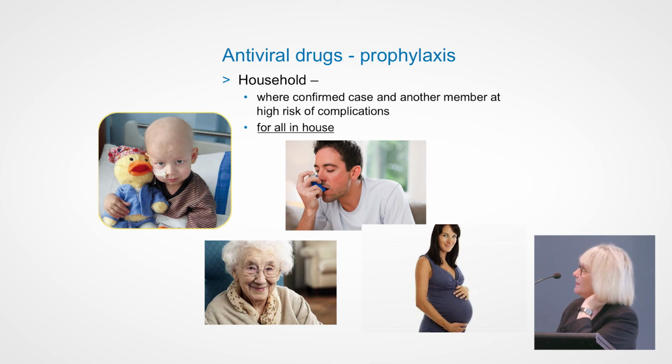So if you've got a case in a household, it's recommended that every other person in the household where there is a high-risk person gets treated with oseltamivir as prophylaxis. That's everybody in the house. So you'd think about that for perhaps houses where there's a child on chemotherapy who you know is going to be very susceptible. You might think of it if there's an elderly person in the household. Would you think about a young otherwise healthy person with asthma? And would you think about using it where there's a pregnant woman in the household? These would all be recommended situations where everyone gets it.